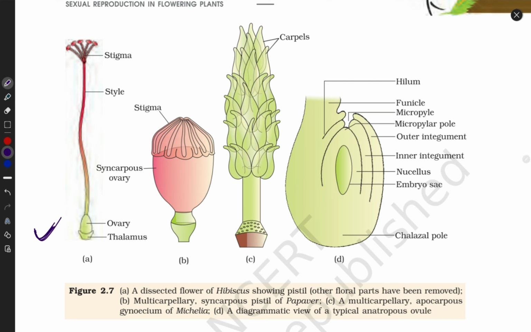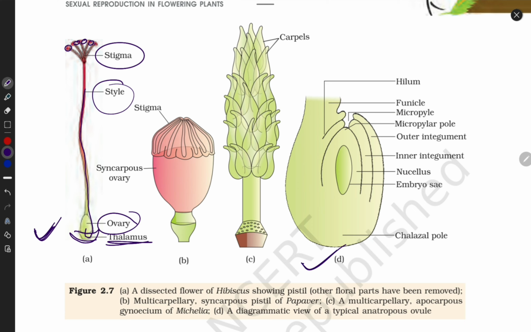Look at here. This is the stigma part. Here pollen grains reach and they arise their pollen tube, and these pollen tubes travel with the help of a long cylindrical structure, the style, and they fuse with the egg cell. This is the style part. This is the ovary, and there is a thalamus where this whole part is situated.